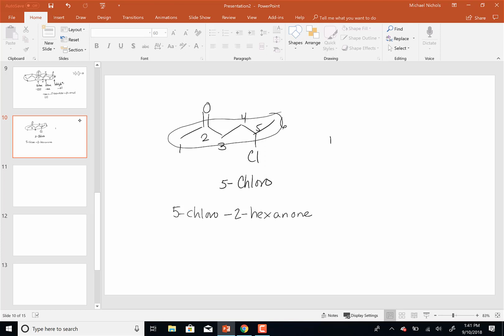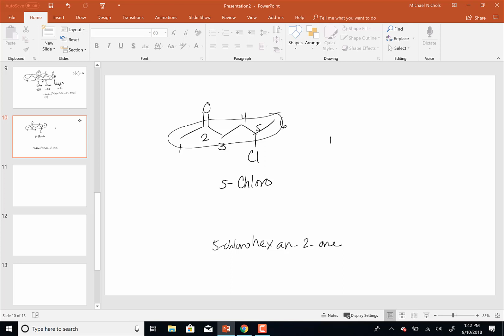And again, looking back at the name, we've got a 6-carbon chain. It's a ketone with a C double bond O at carbon 2 and a chloro group at 5. Yeah, so it could be this too. Chlorohexane-2-one. I think it's the correct one.